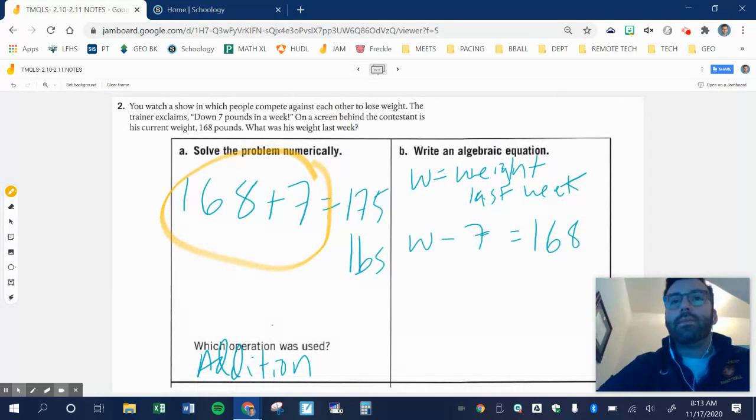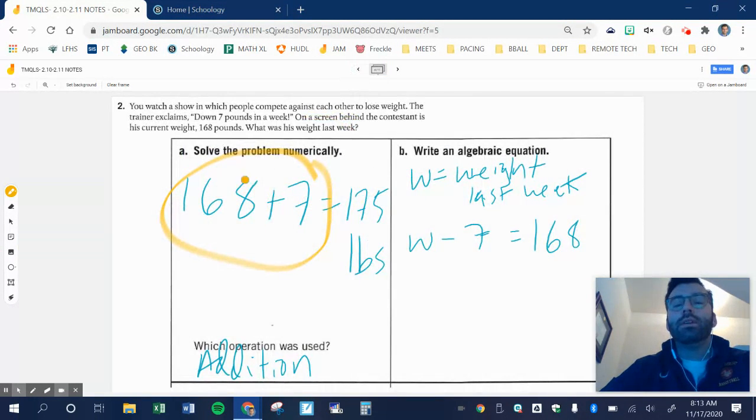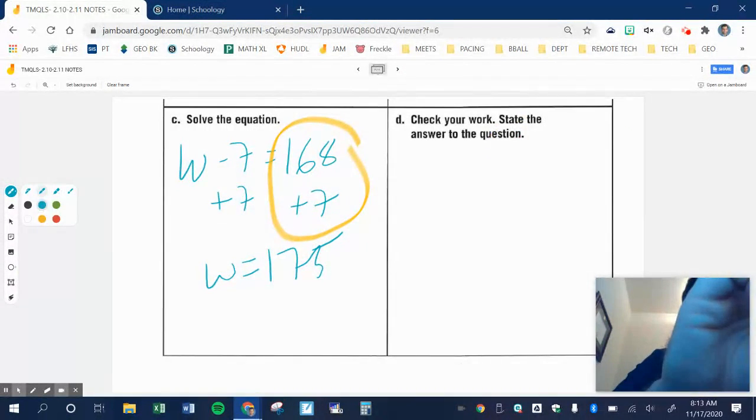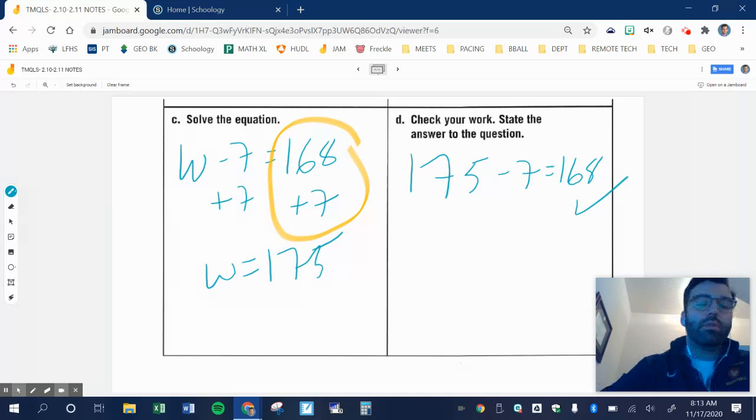So how do I know my actual algebraic equation was correct? If boxes A and C, the actual work that you're doing, match each other. What am I doing here? I'm taking 168 and adding 7. What am I doing here? I'm taking 168, adding 7. Look, the actual work itself matches. Check my work. I just do 175 minus 7. Does that equal 168? Oh, yes, it does. It checks out. State your answer to the question.